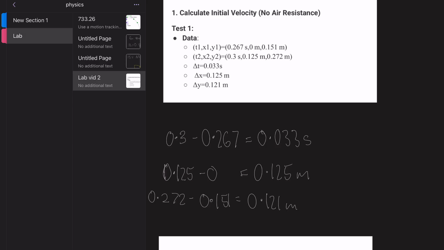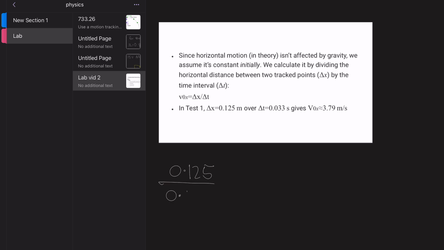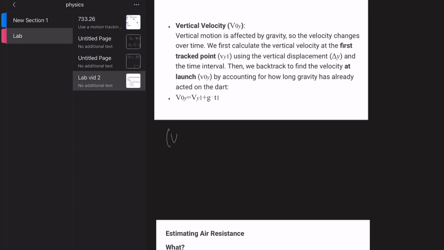Measuring the initial velocity. The dart's initial velocity was determined by analyzing its motion using a video tracking application. The launcher was fired and the dart's trajectory was recorded at 30 frames a second. Two points on the trajectory were selected. Using these two points, we calculated the horizontal and vertical components of the initial velocity.